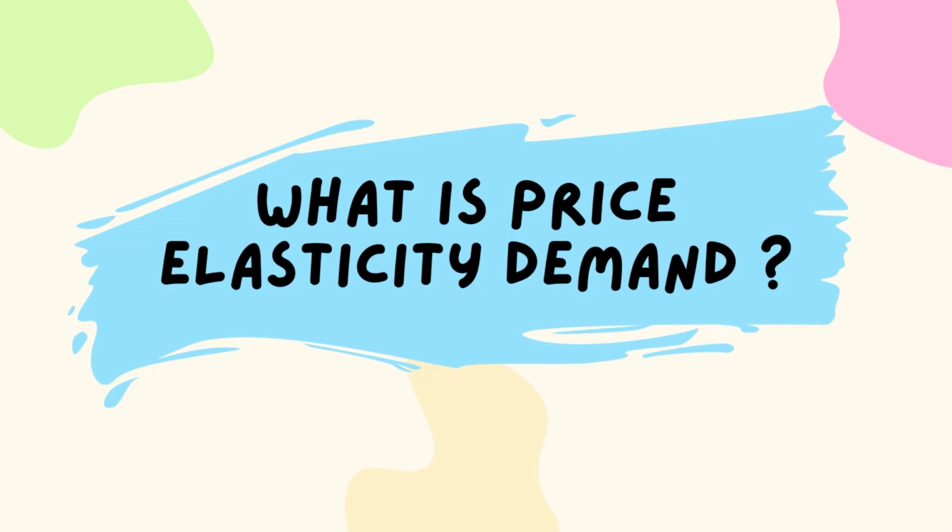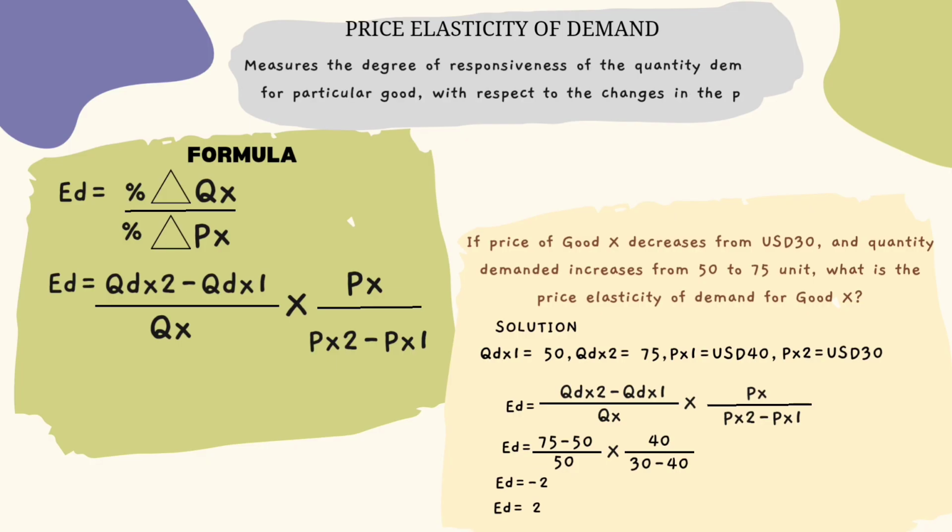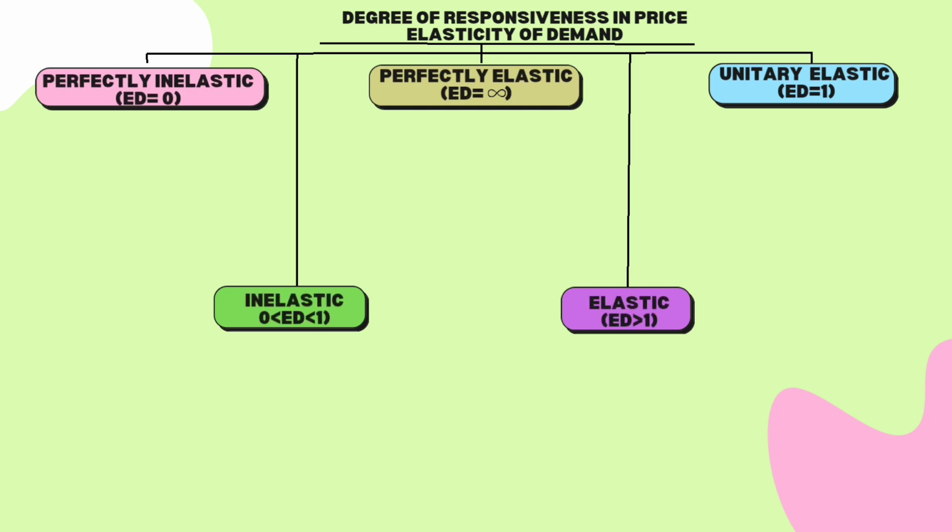What is the meaning of price elasticity of demand? Price elasticity of demand measures the degree of responsiveness of the quantity demanded for a particular good with respect to the change in the price. The formula is percentage change in the quantity of good divided by percentage change in the price of goods. There are 5 degrees of responsiveness in the price elasticity of demand.